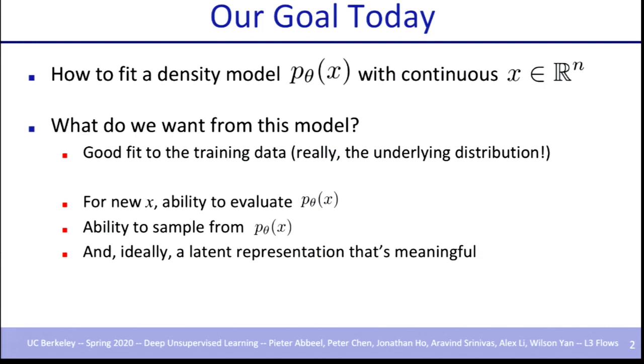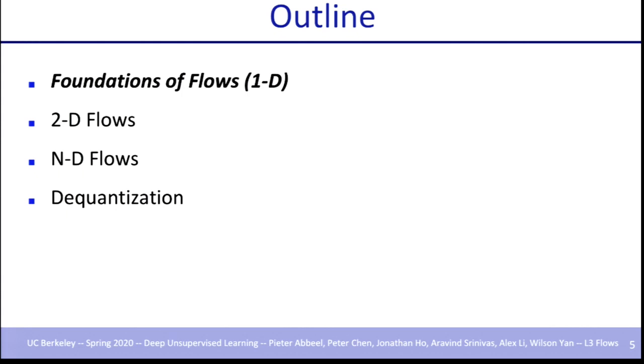All right, let's get restarted. So our goal today was to fit a density model to continuous data rather than discrete data. We covered the foundations for flows in 1D, and we're now going to switch to 2D, ND, and dequantization. Dequantization allows us to apply the same ideas to discrete data. Even though we're focused on continuous data, when we have discrete data, we can play a little trick to make these ideas applicable there too. Since 1D is really the foundation, let me check if there are any lingering questions from the first half before we transition over. Yes?